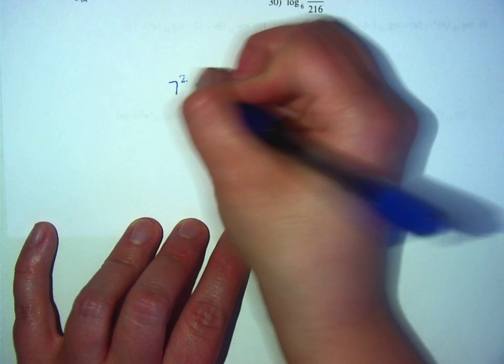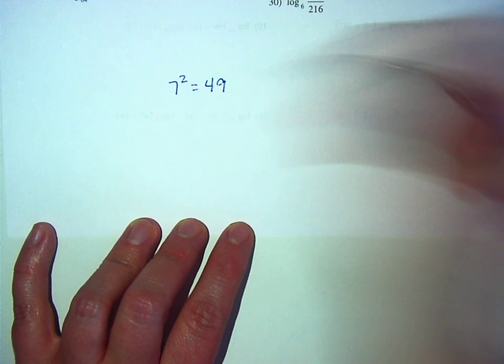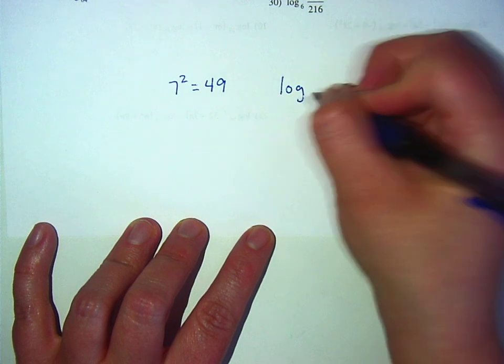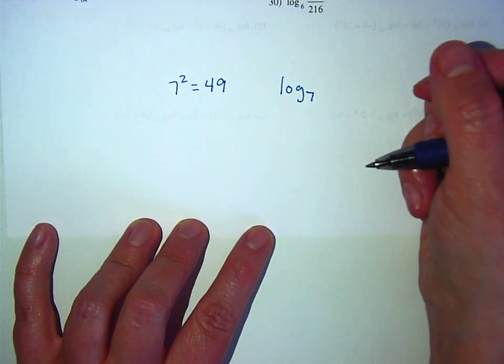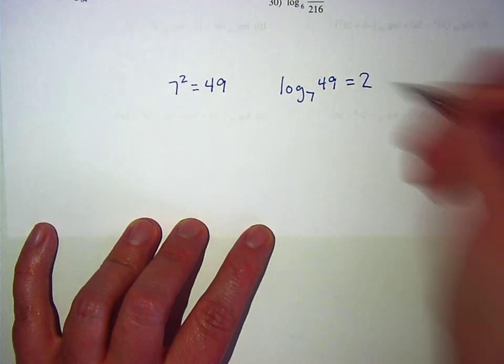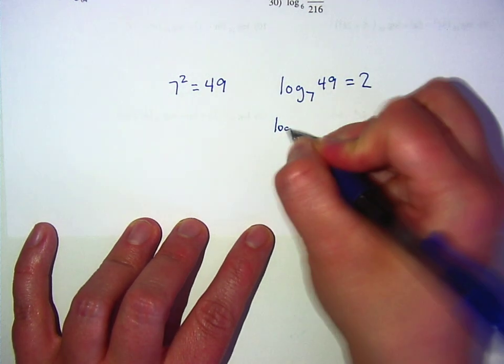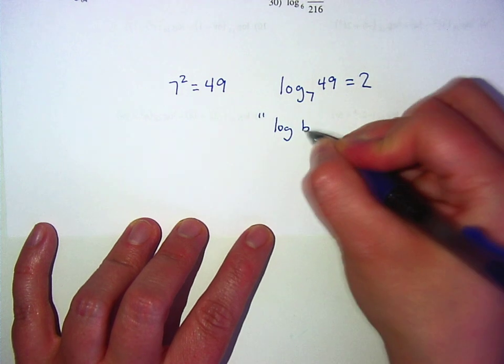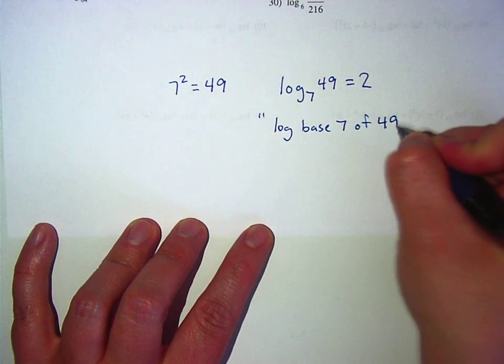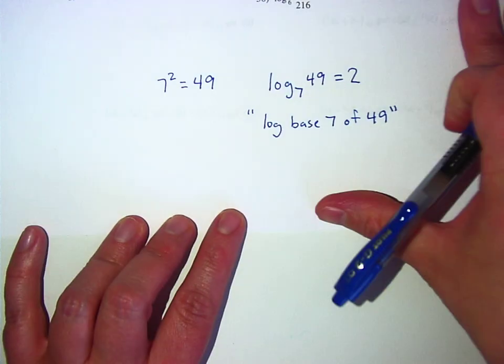7 squared is 49? Okay, so 7 squared is 49. So if I was going to write it as a log, what would I write? Log base 7 of 49 is 2. You know what? I'm going to write this out. I would say log base 7 of 49, if I was going to say that out loud.